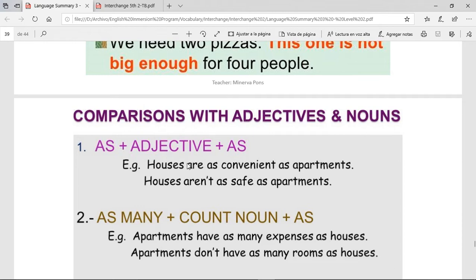For example, houses are as convenient as apartments. You say the houses and the apartments are both convenient, and you use it like this. You say that houses are as adjective as the other thing. Houses are as convenient as apartments. Houses aren't as safe as apartments. In the negative, you're saying that houses are not as safe as apartments. When you use as, it's like comparing the two, one thing with the other. That is why it's a comparison.